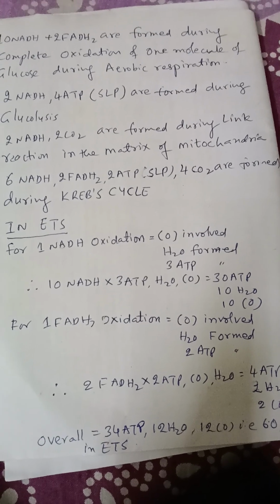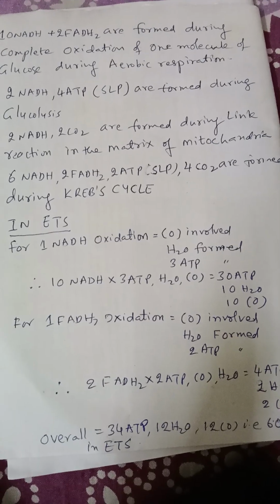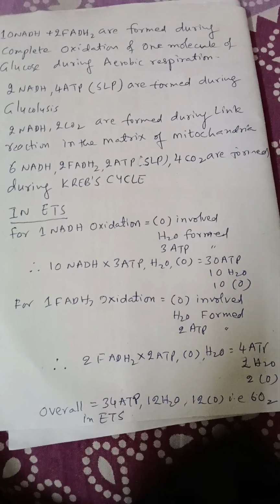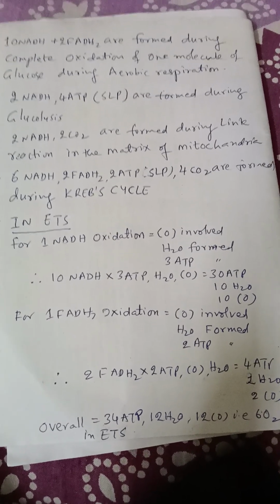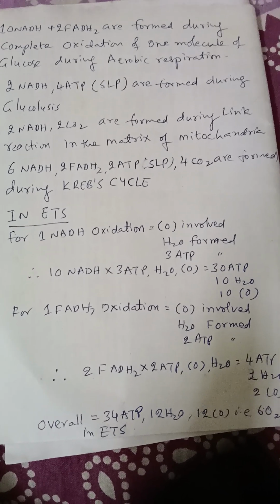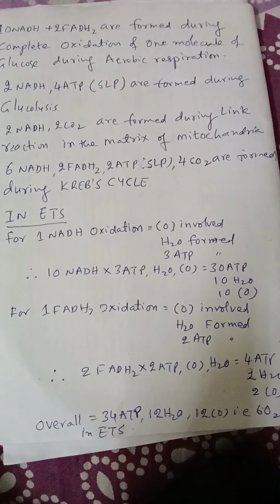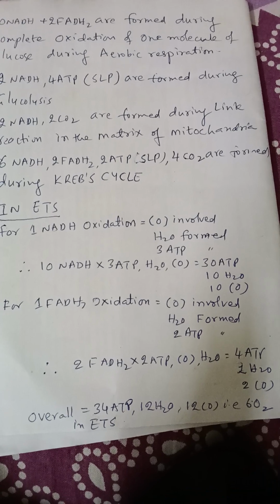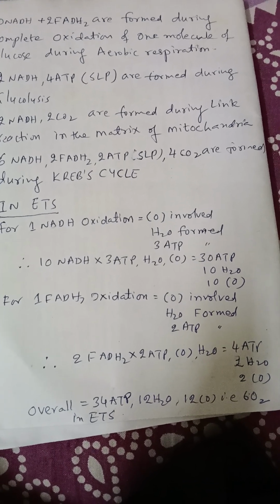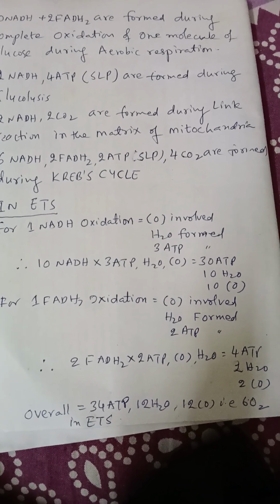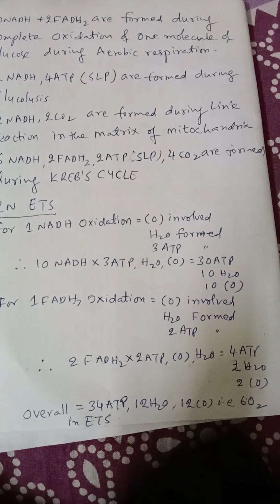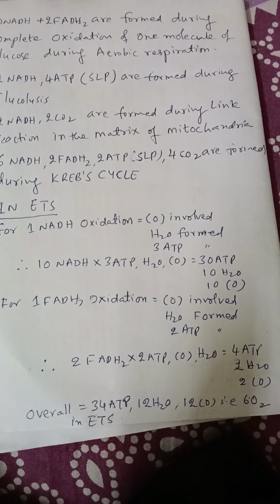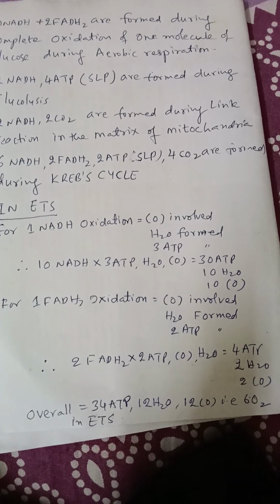For 1 FADH2 oxidation, one oxygen atom is involved, one H2O is formed, and 2 ATPs are formed. Therefore, for 2 FADH2, 2 into 2 ATP, 1 oxygen atom, 1 H2O, that is equal to 4 ATP, 2 H2O, 2 oxygen atoms involved or formed. Overall 34 ATPs, 12 H2O, 12 oxygen atoms, that is equal to 6 oxygen molecules are involved in the ETS.